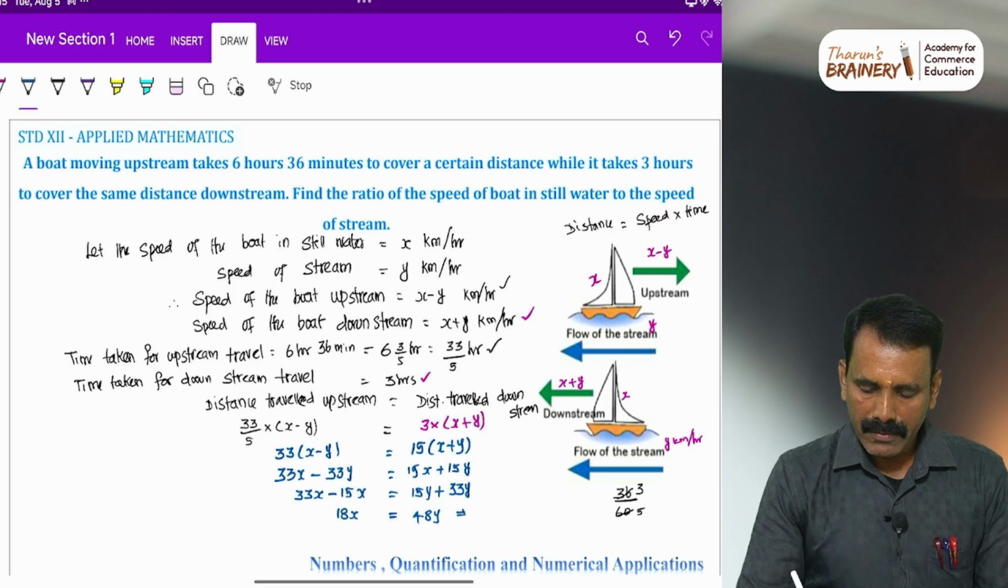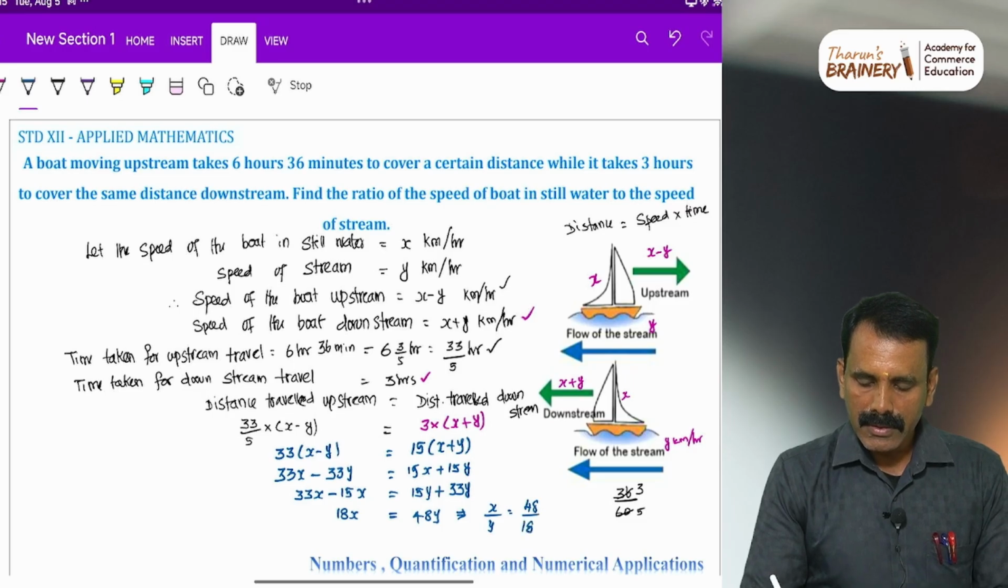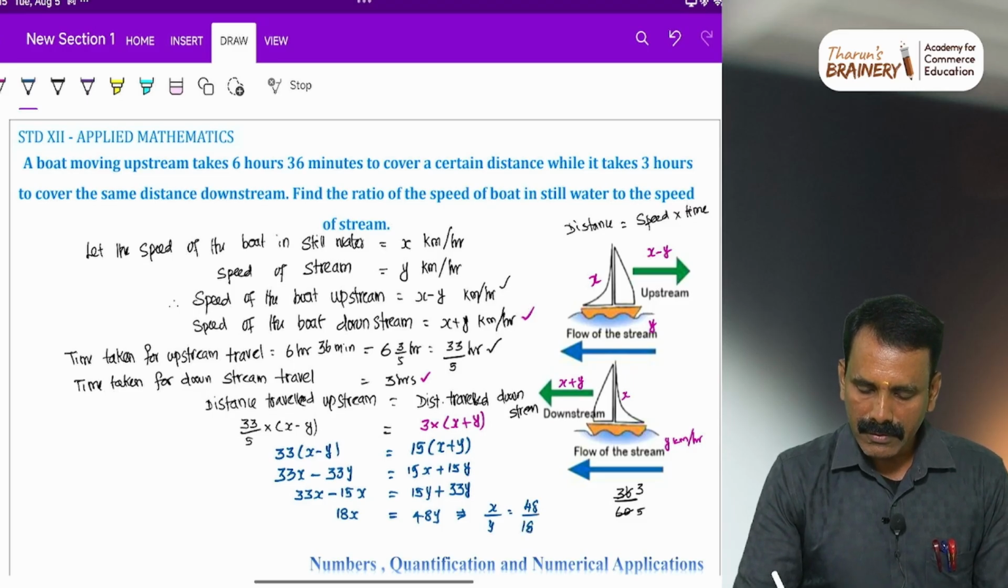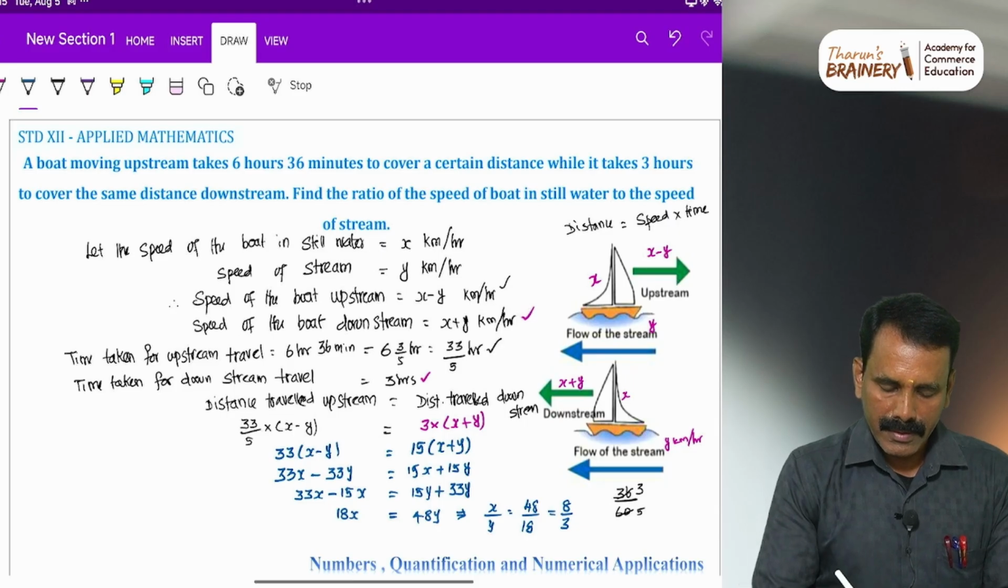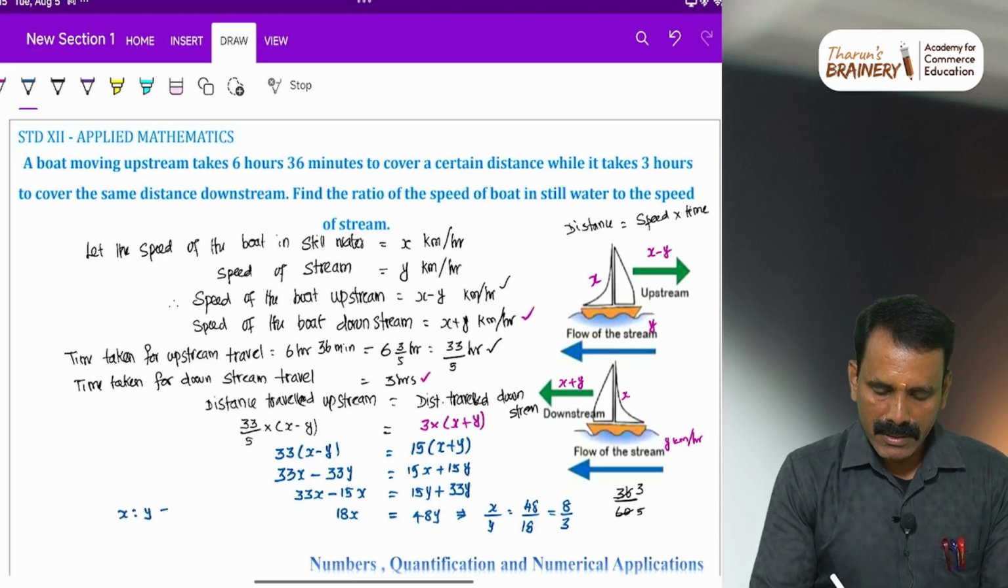So from here, we are going to get x by y is equal to 48 divided by 18. So 6 is the common factor. So we divide this one by 6. So 8 in the numerator and 3 in the denominator. So the ratio of the speed of the boat in still water to the speed of the stream is 8:3.